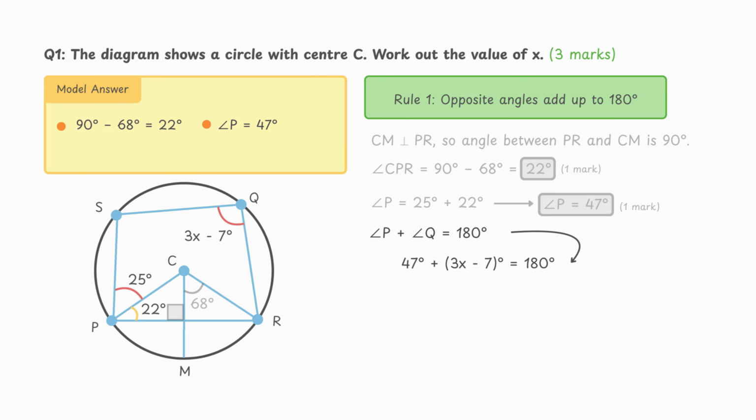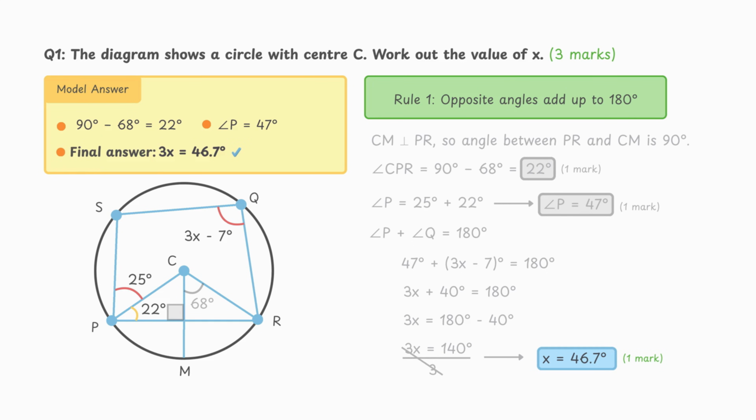Now simplify step by step. First, combine 47 and minus 7. That gives 40. So the equation becomes 3x plus 40 equals 180. Now solve for x. 3x equals 180 minus 40, which is 140. Now divide both sides by 3. x equals 140 divided by 3. So x equals 46.7 degrees, approximately. This earns the final mark. So the final answer is x equals 46.7 degrees.